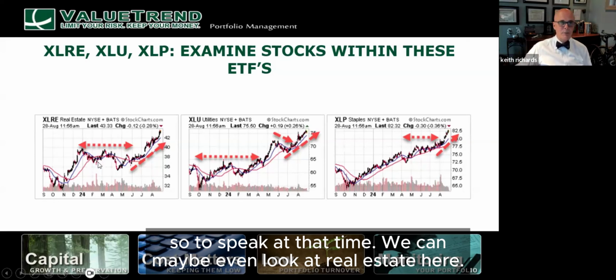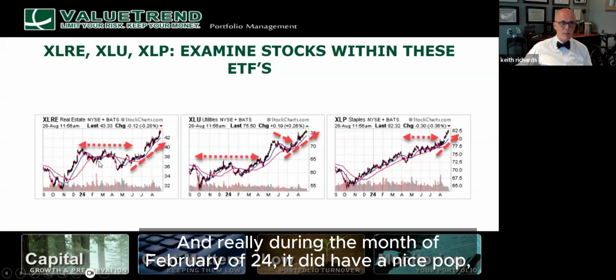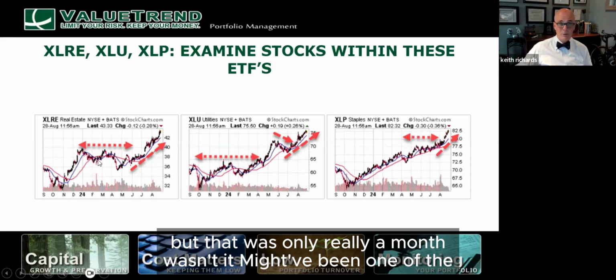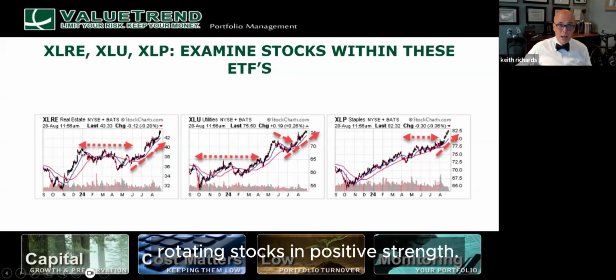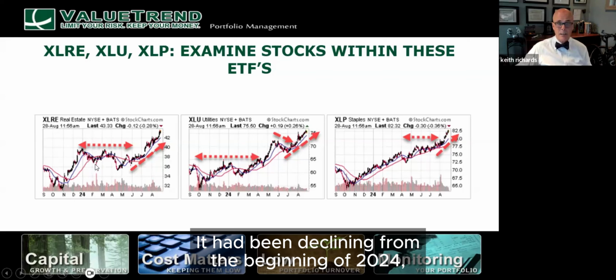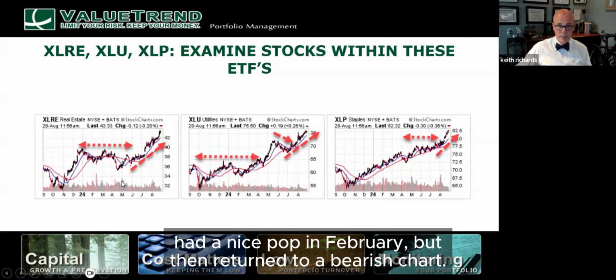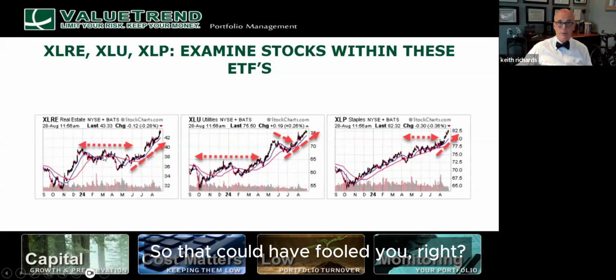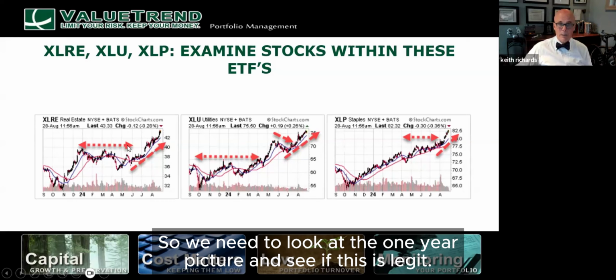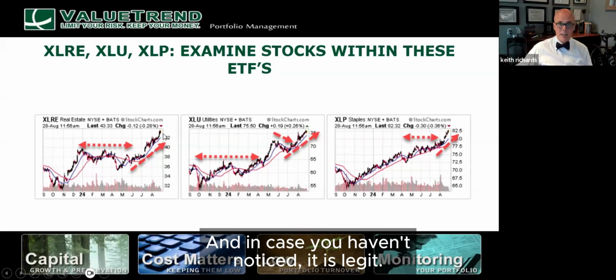We can maybe even look at real estate here, and really during the month of February of 24, it did have a nice pop, but that was only really a month, wasn't it? It might have been one of the rotating stocks into positive strength because it had been declining from the beginning of 2024, had a nice pop in February, but then returned to a bearish chart. So that could have fooled you, right? So we need to look at the 1-year picture and see if this is legit. And in case you haven't noticed, it is legit.